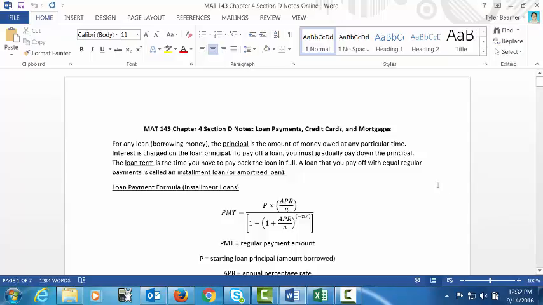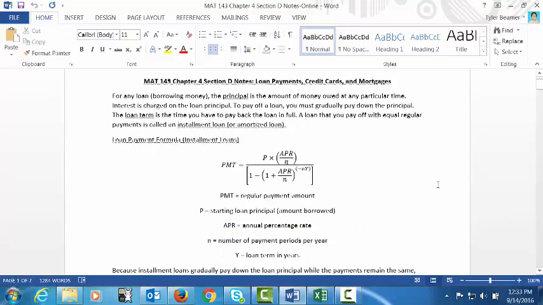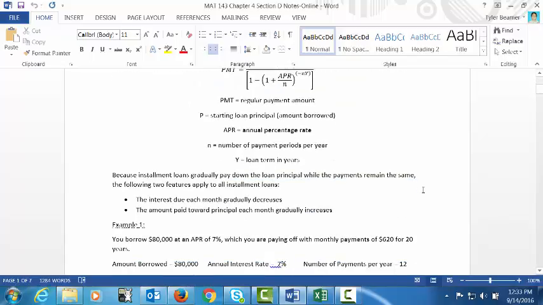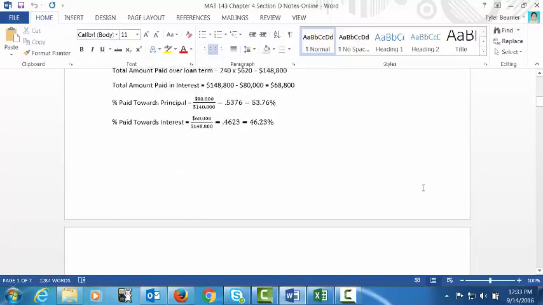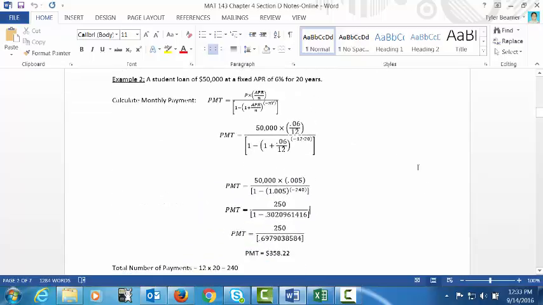So what I want to do in this video is show you how to find monthly payments for a particular loan using Excel. Now in the notes I have the payment formula given and essentially how to work your way through this payment formula if you were doing this with the aid of a calculator. I want to go down to the second example here where we want to find the monthly payment for a student loan of $50,000 at a fixed APR of 6% for 20 years.